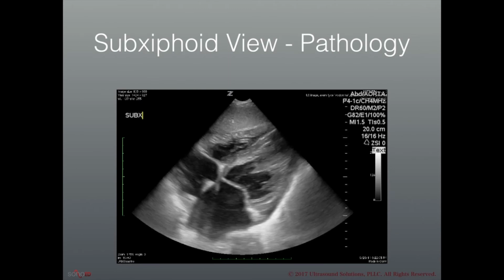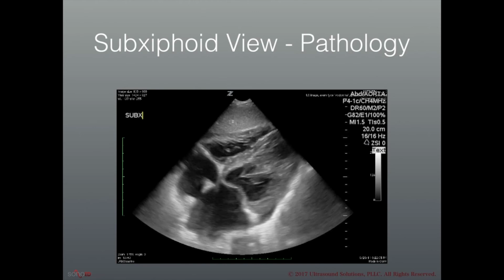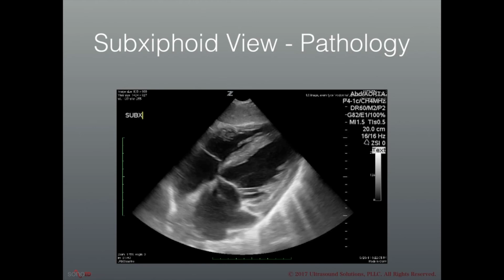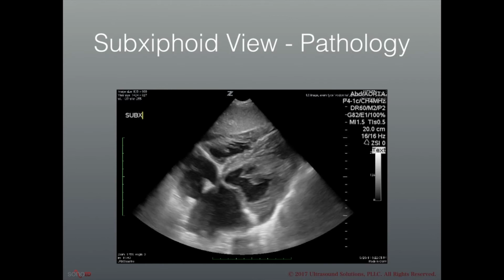Let's take a look at some pathology on the subxiphoid view. Look at this heart and ask yourself those three questions. What do I think about the sac or pericardium? What do I think about the squeeze? And what do I think about any potential RV strain?